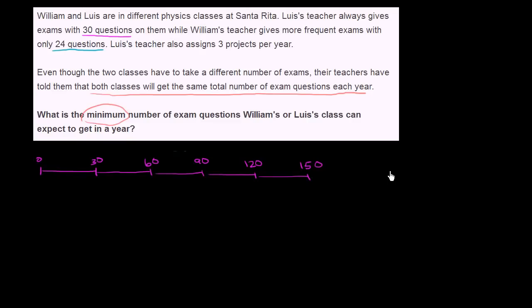And we could keep going on and on looking at all the multiples of 30. So this is probably a hint of what we're thinking about. We're looking at multiples of the numbers. We want the minimum multiple, or the least multiple. So that's with Luis. Well, what's going on with William?